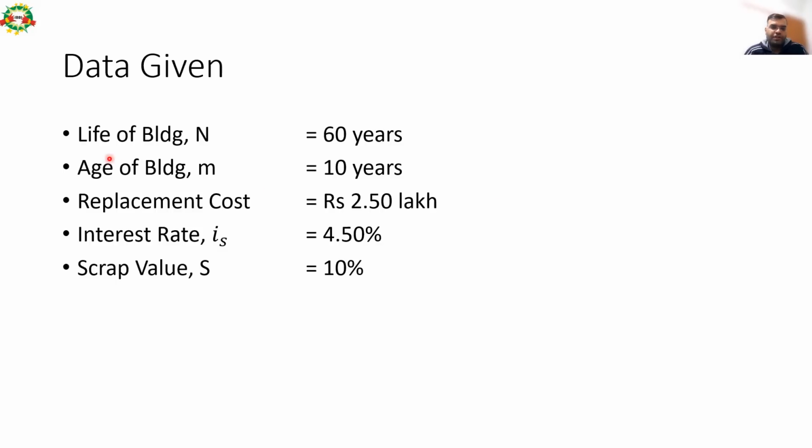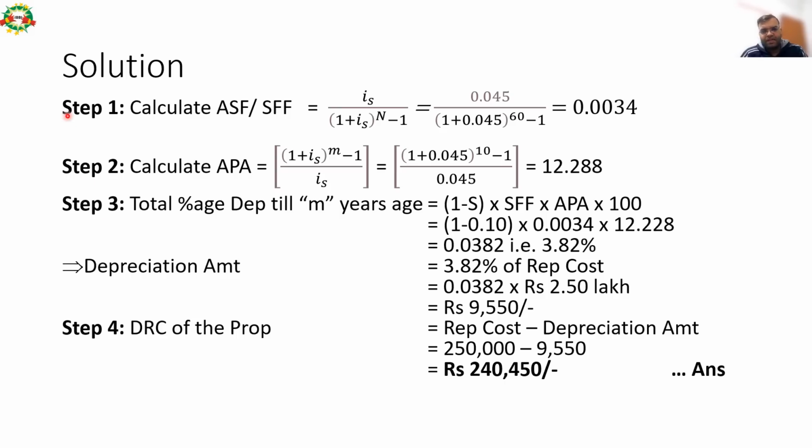Data given in the question: life of the building n is 60 years, age of the building m is 10 years, replacement cost is 2.5 lakh rupees, interest rate IS is given, and then scrap value 10% is given. So the same method we used in example number 7, we will calculate SFF, the same figures will come, APA will also be calculated the same way and the same value will come. Only the difference will happen in step number 3.